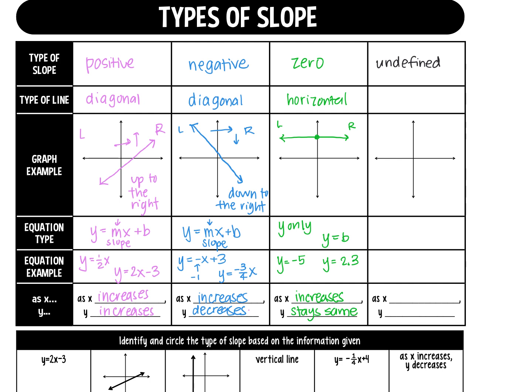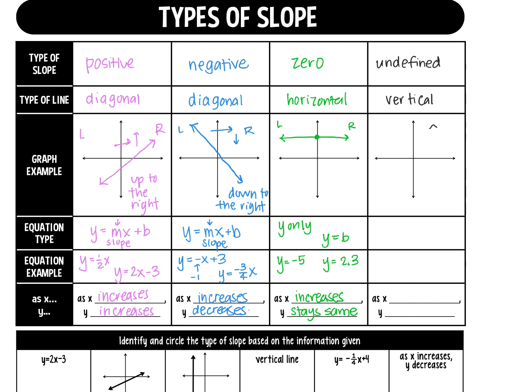Now, notice that all of these so far are numbers. You could have a positive number, you can have a negative number, 0 is only one number, 0. Undefined means there's no number that can define how this graph is moving. And it gives us a vertical line.